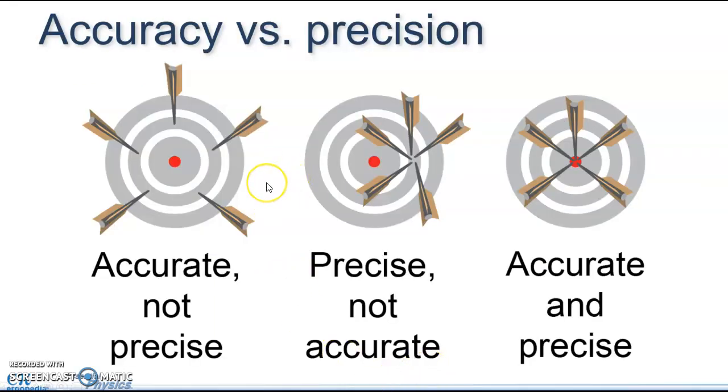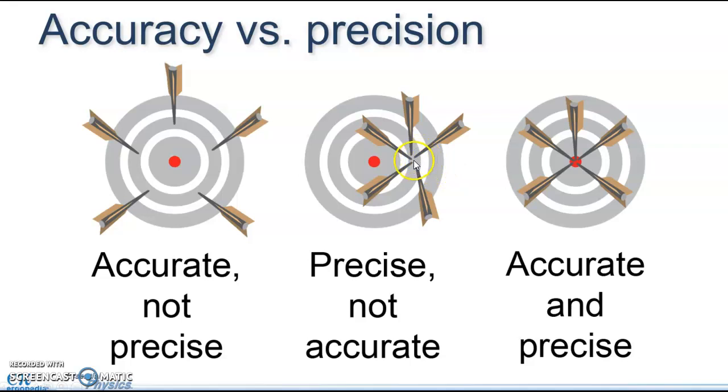So here's a diagram that pretends we're shooting arrows at a target, and you can have different situations. For example, if you averaged all of these arrow shots together, they would average to the geometric center because they're evenly spaced out around. You take the average, and that would end up being an accurate result because you hit the desired center of the target, the desired answer. But your measurements were kind of all over the place, so you were not precise.